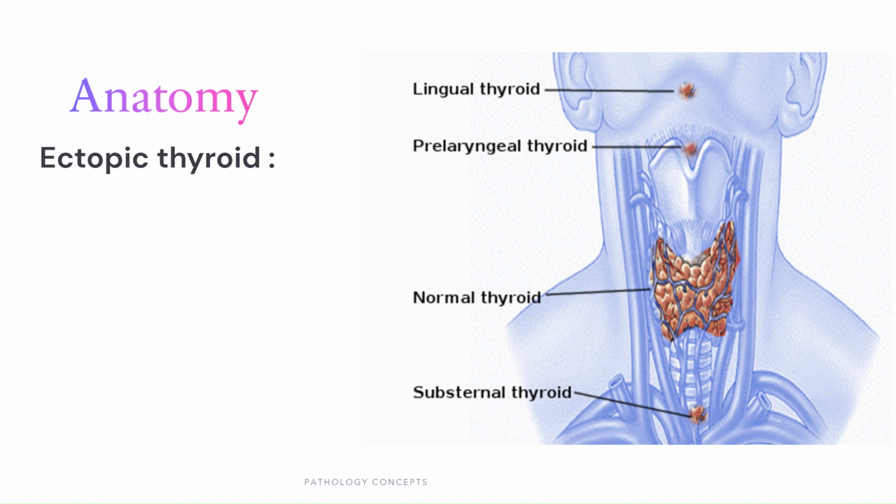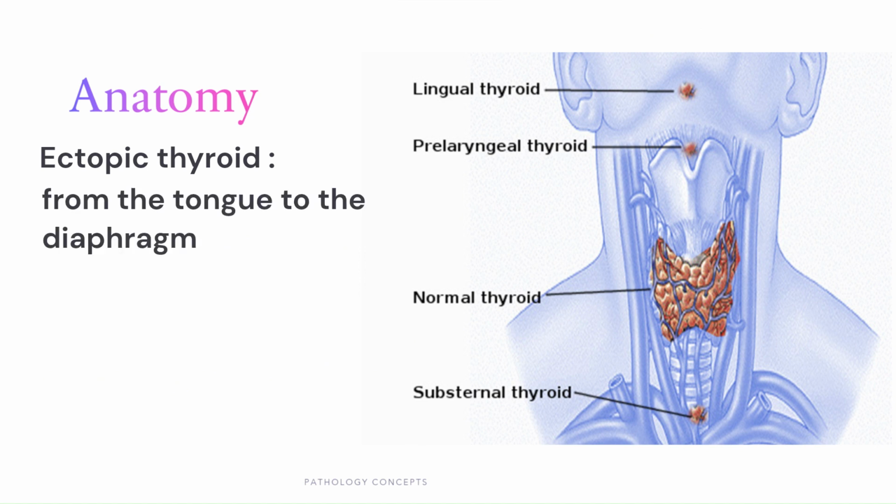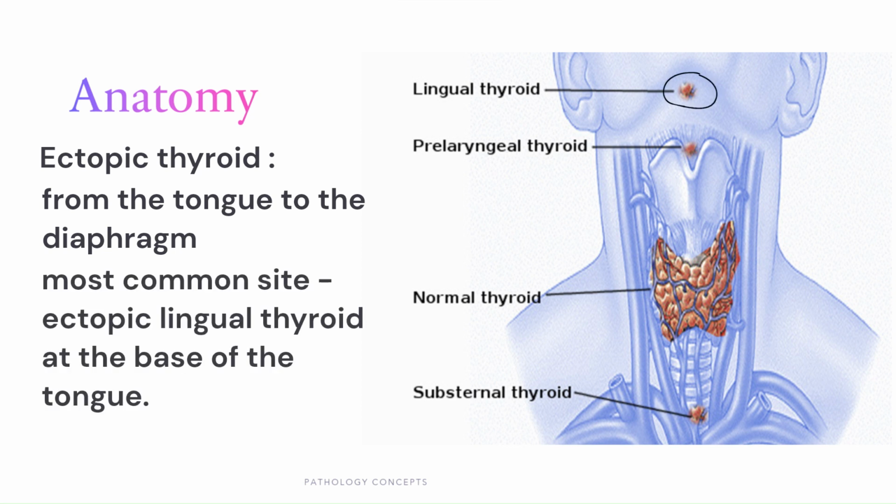Ectopic thyroid. Ectopic thyroid tissue can be found anywhere along the migratory pathway in locations ranging from the tongue to the diaphragm. The most common site for ectopic thyroid tissue is the ectopic lingual thyroid at the base of the tongue.